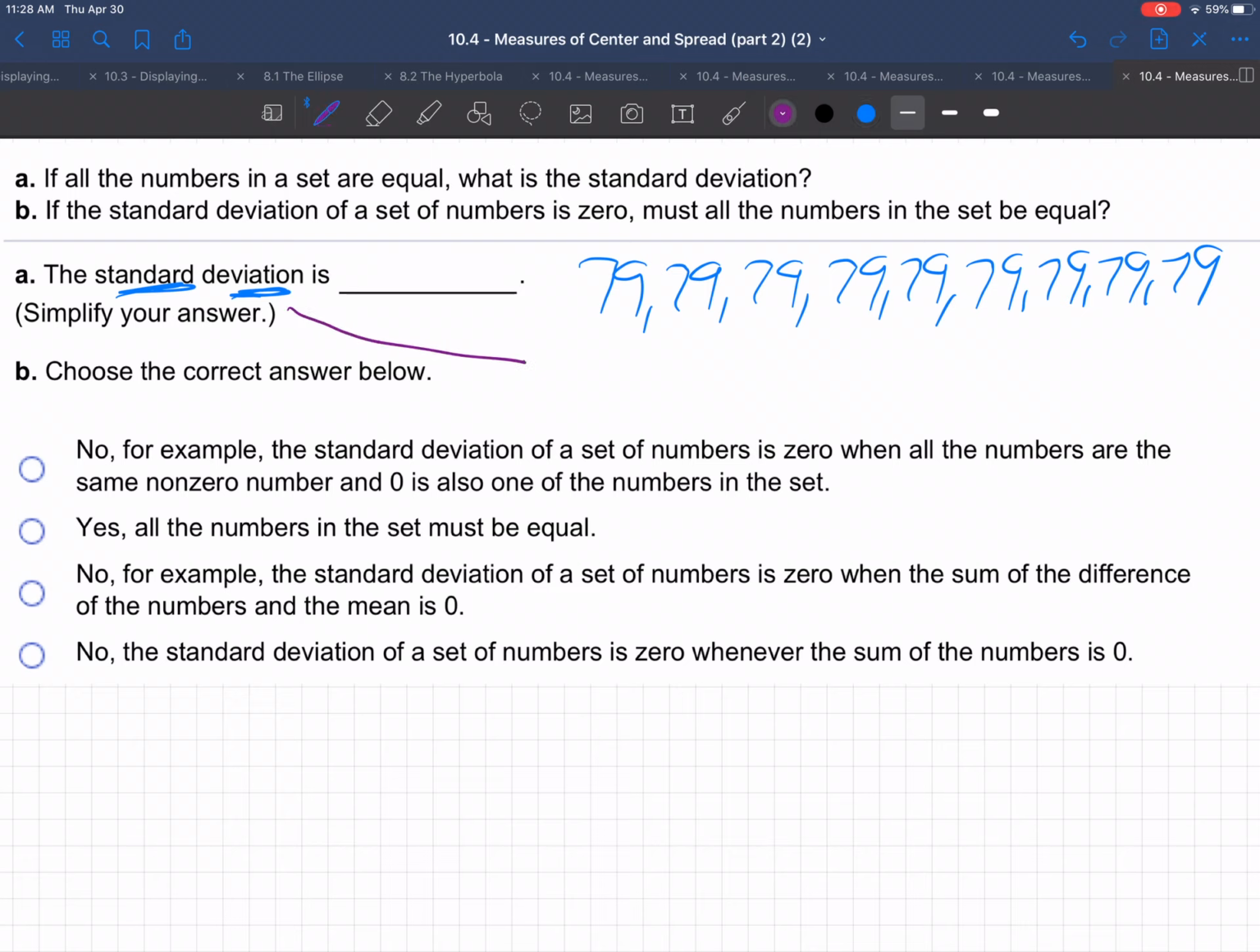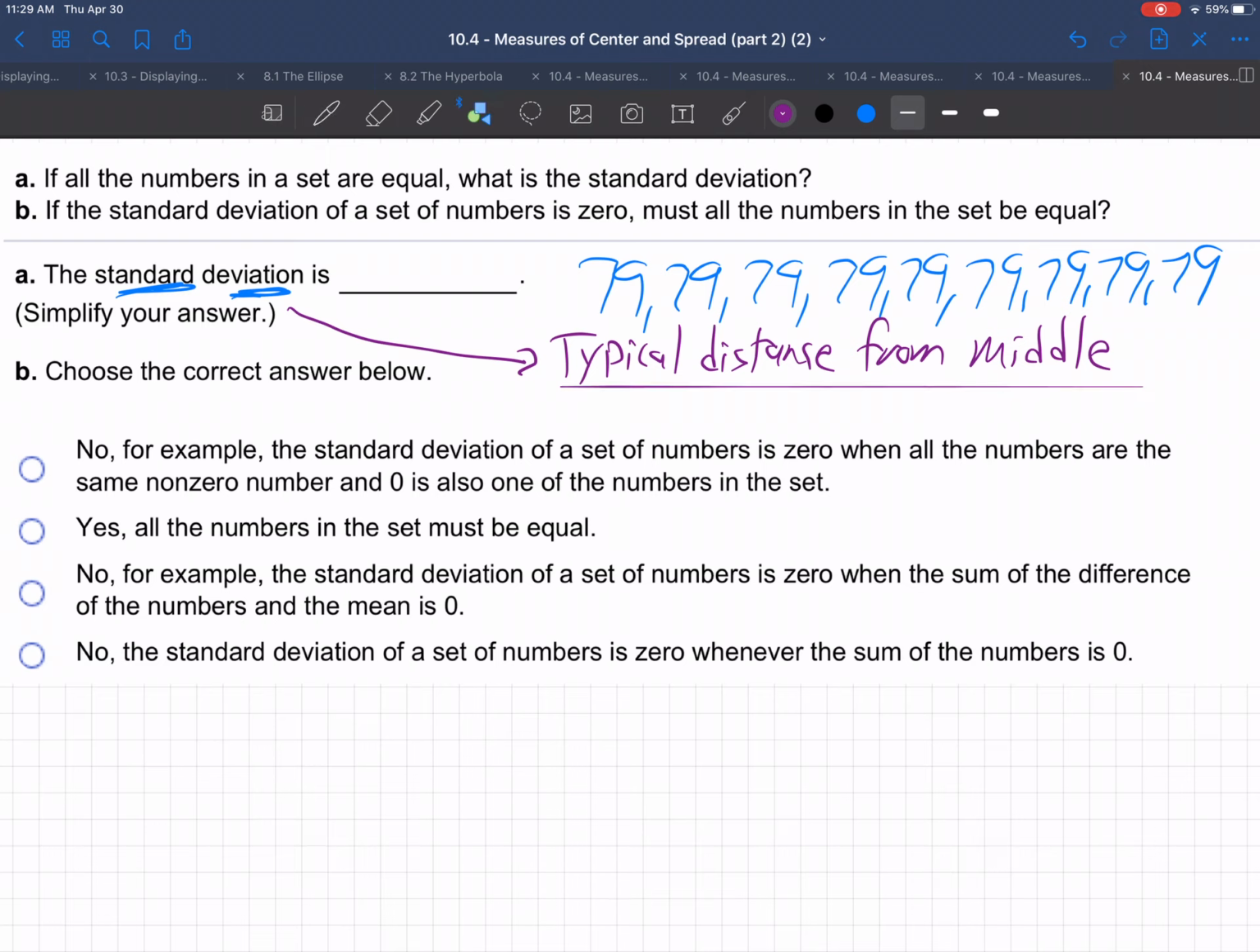This is really going at, if you understand what standard deviation is, it's typical distance from the middle, right? It's a measure of the spread-outness of the data. So there's some average score, and then there's some people above it and below it, and standard deviation is the typical deviation, the typical distance from the middle.